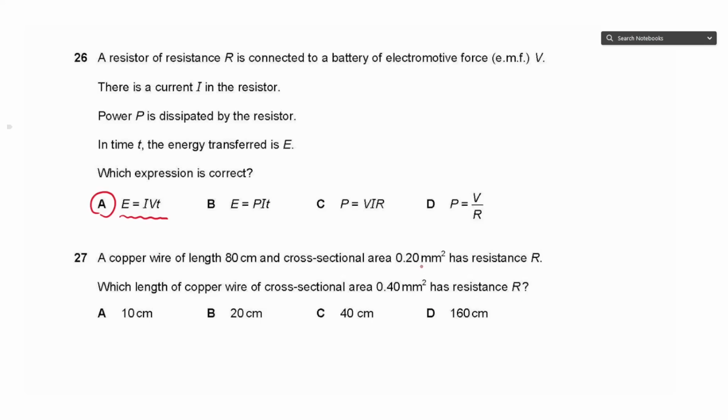So from 0.2 millimeters squared to 0.4 millimeters squared, the area was multiplied by 2. That means that the resistance was divided by 2. To return the resistance to its original value, we should multiply the resistance by 2 to cancel this effect. And this happens when the length is multiplied by 2. So 80 multiplied by 2, that gives an answer of 160.